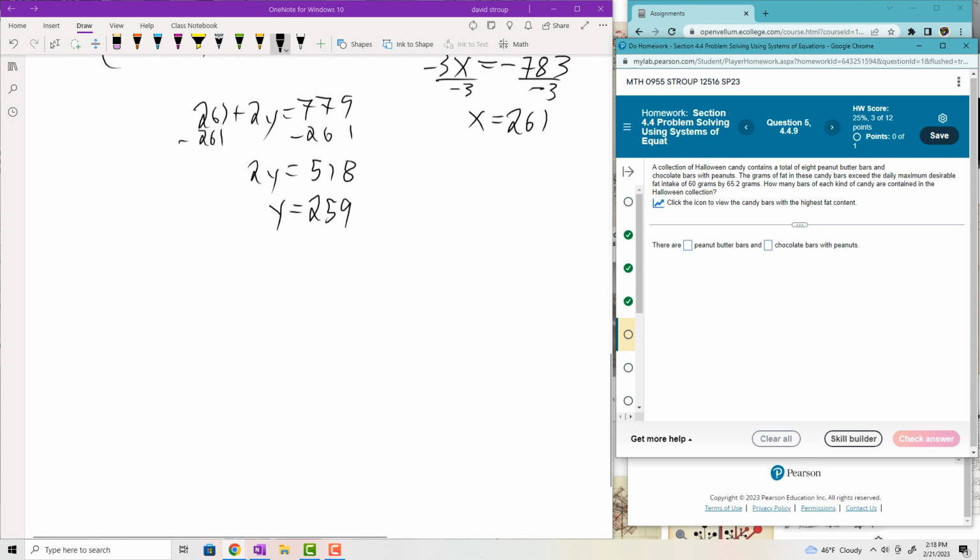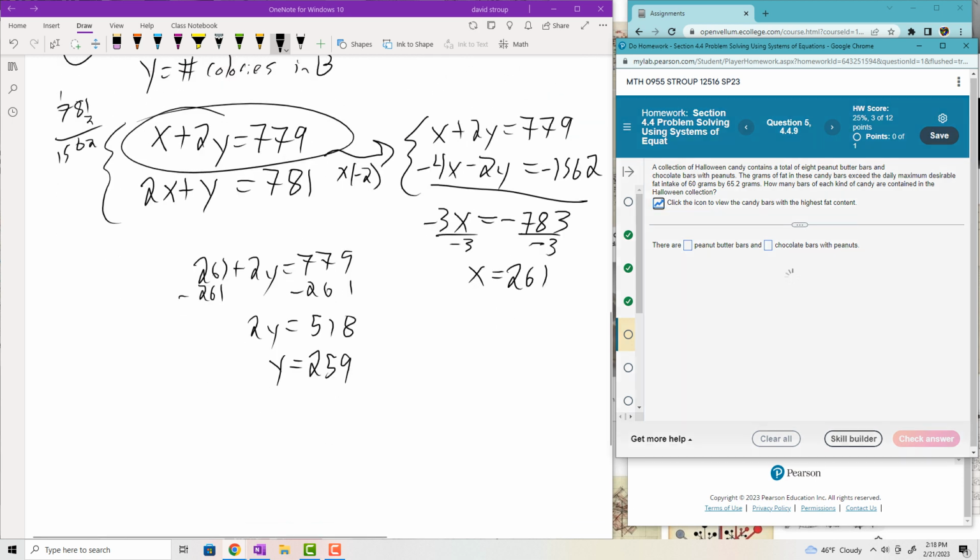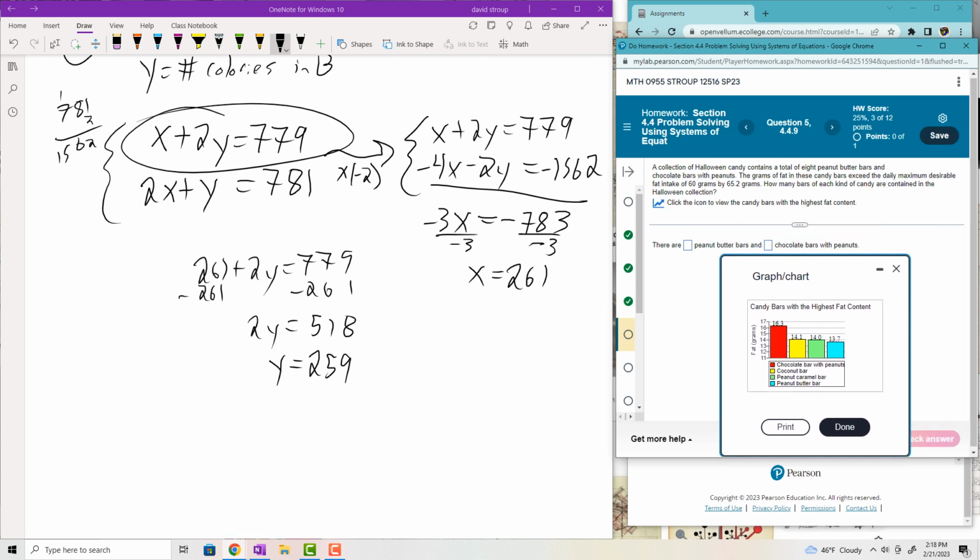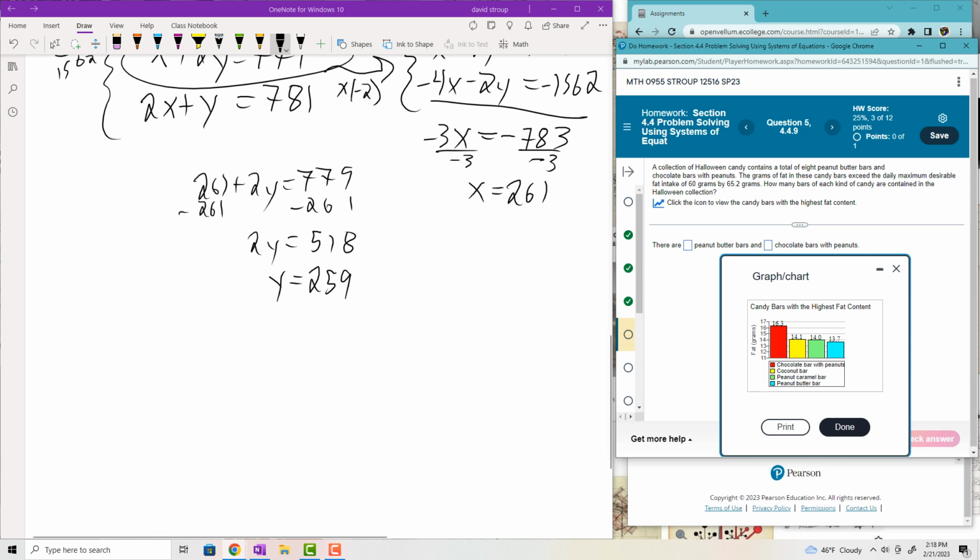All right. This is the same kind of problem, except the x and the y don't represent the actual calories. Okay, so x and y in this problem represent the number of candy bars that you're picking up during Halloween. So it says a collection of Halloween candy contains a total of 8 peanut butter bars and chocolate bars with peanuts. So you went out on Halloween and you got 8 bars, right? A bunch of peanut butters and a bunch of chocolate with peanuts.